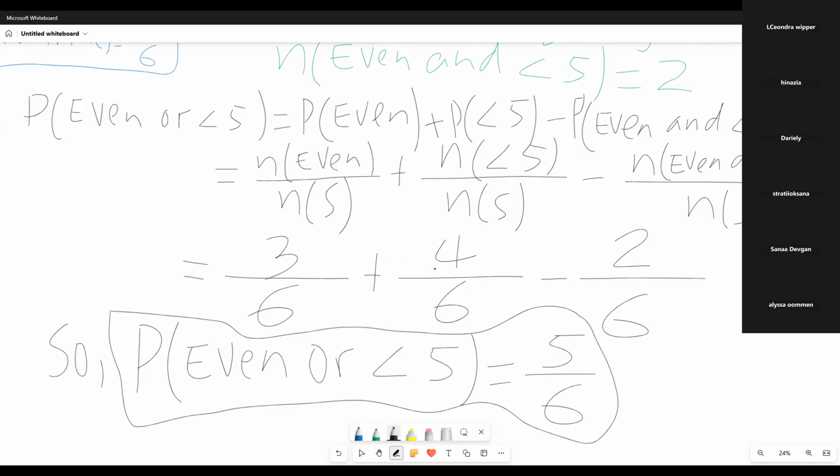7 over 6 will give you a number that is greater than 1. As you know, the probability cannot be greater than 1. That's why you need to remove; that's why I put the minus sign here. Otherwise, you will be in big trouble here. The probability will be greater than 1. So that's why you need to find the intersection of the two events, which is 2 over 6. Is this clear? Yes. Okay, good.